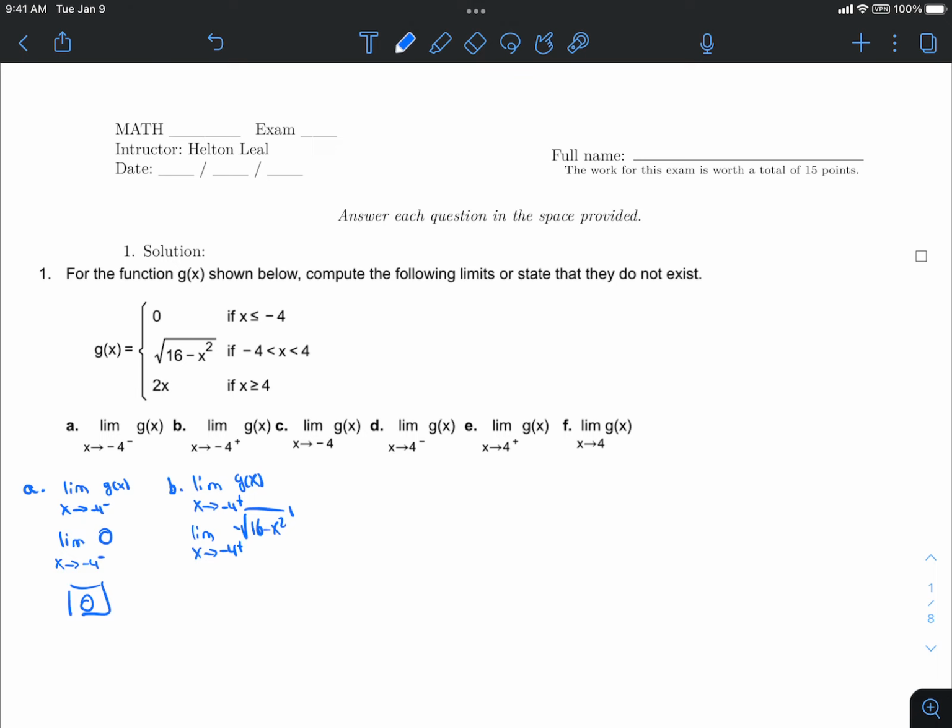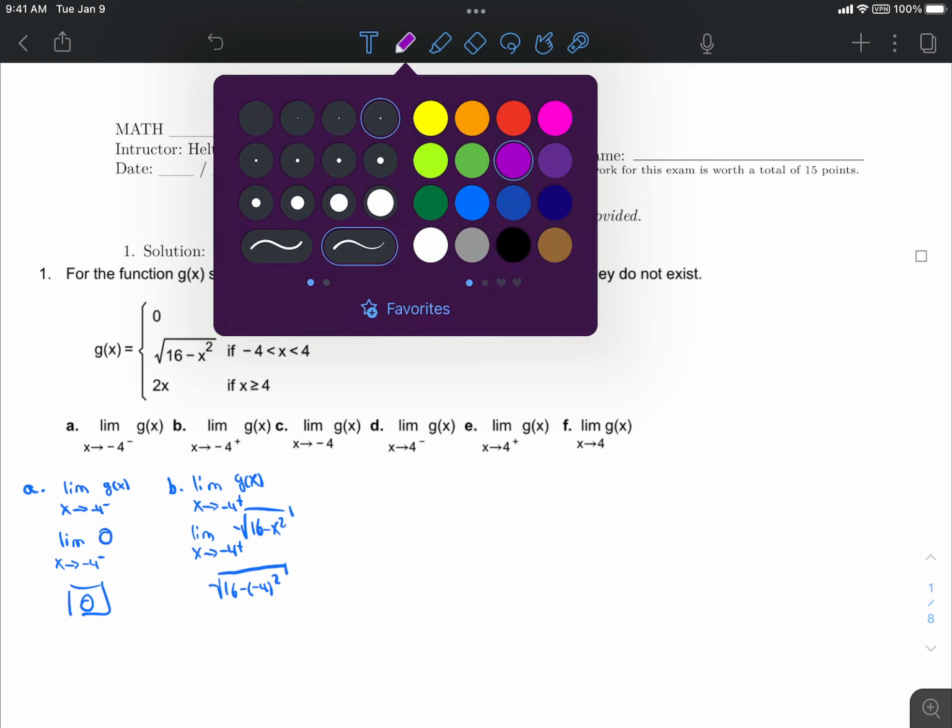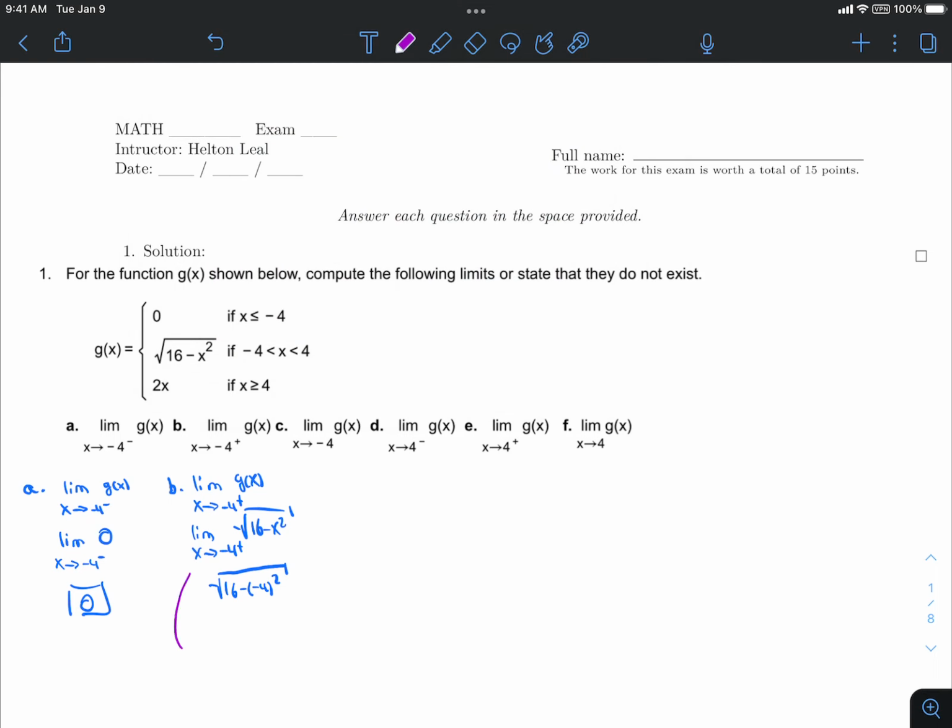Now we are allowed to plug in negative 4, which is the limit. X goes to negative 4. Well, once I plug in, I no longer write the limit, so that's the square root of 16 minus 4 squared. The fact that x is bigger than negative 4, right? This is something that I have to check before I plug things in. X is bigger than negative 4 because we're to the right of it.